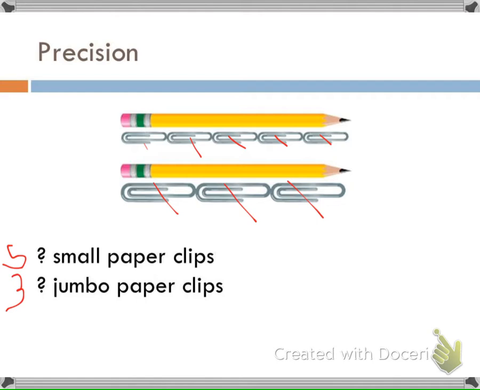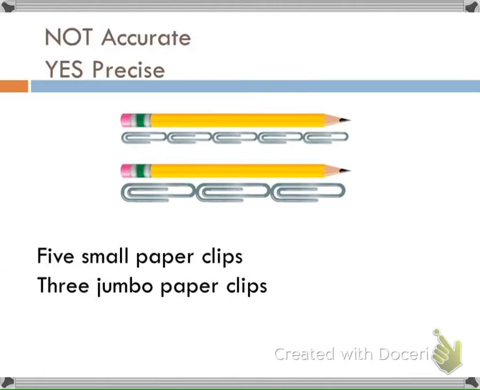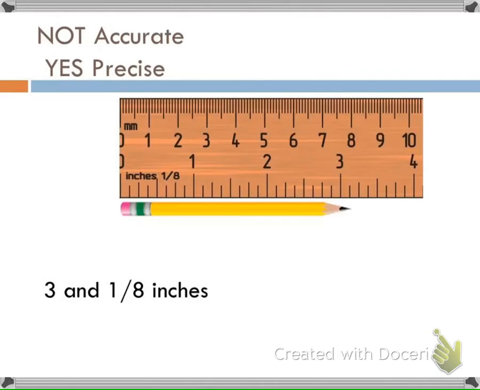And pretty much everybody that looks at these is going to measure and say, oh, well, that top pencil is 5 small paper clips. Okay, so we're going to get very precise answers. But the question is, are they accurate? Well, this is going to depend on our measuring device. Okay, so it's not accurate, but it is precise because we pretty much get the same answers from everybody.